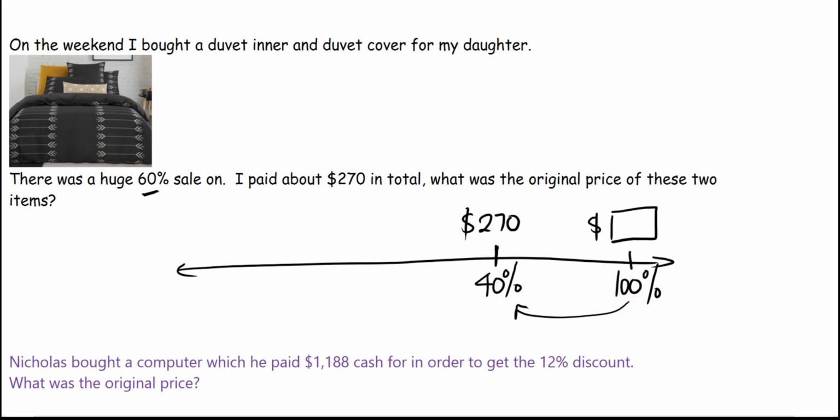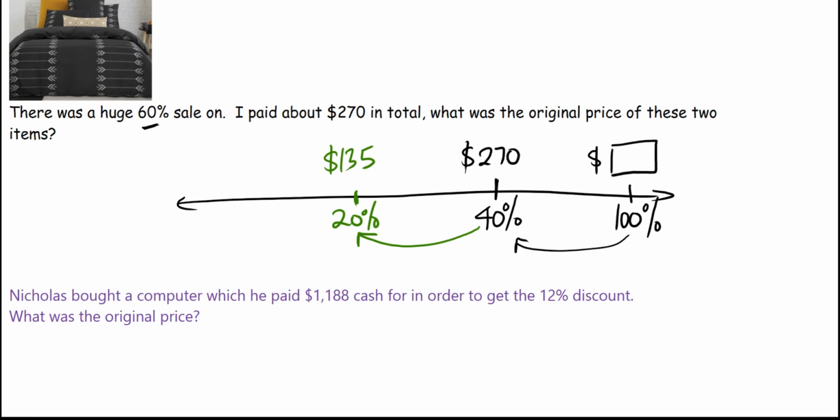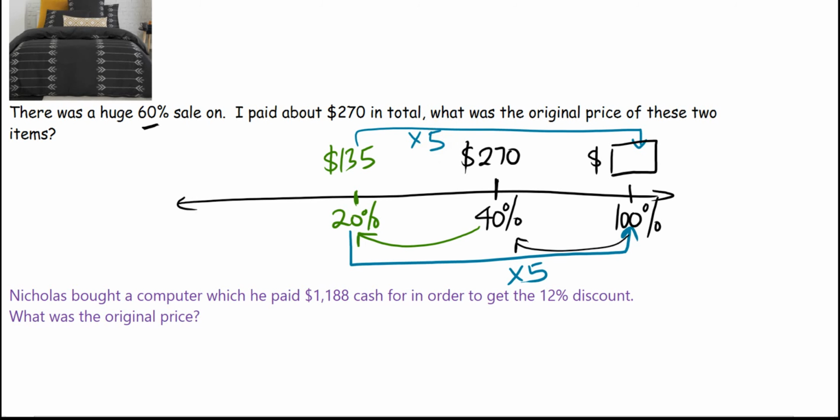So to work out what the 100% was, I could easily just halve this. So half of 40% will give me 20%. And then if I halve $270, I will get $135, which means now all I need to do is multiply 20% by 5. Okay, multiply that by 5 to give me 100%, which means I also multiply 135 by 5. So that will give me 500.